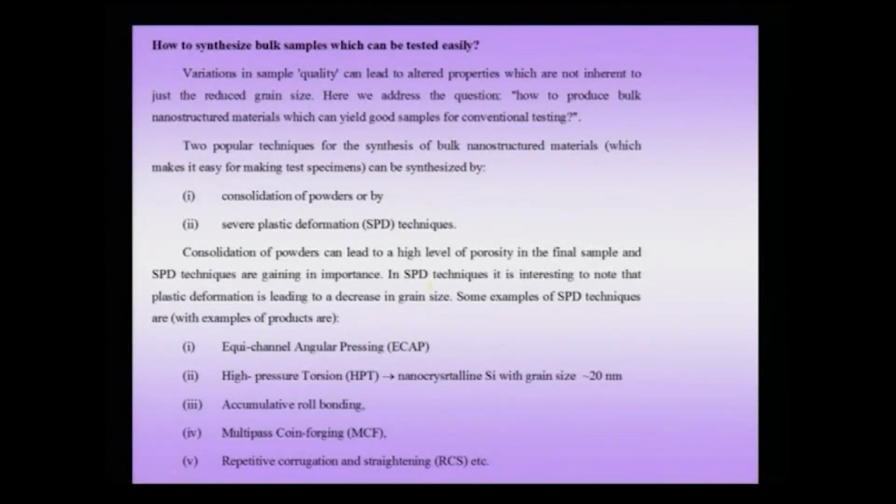Now, that implies that I have to find ways of synthesizing bulk samples, and of course, when I mean bulk samples, I am talking about materials like bulk nanostructured materials; I can't make a bulk counterpart of a nanotube. So that I can test the sample easily. Variation in sample quality can lead to altered properties which are not inherent to just the reduced grain size, and this is very important, as you have seen. Therefore, we need to know how to produce bulk nanostructured materials which can yield good samples for conventional testing.